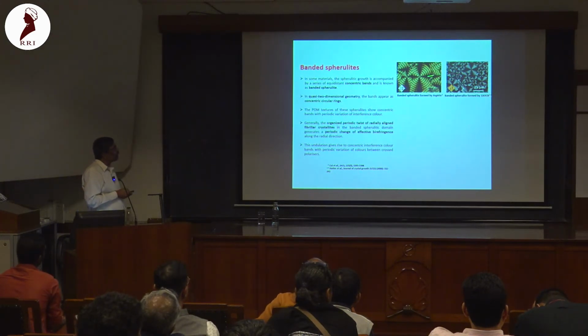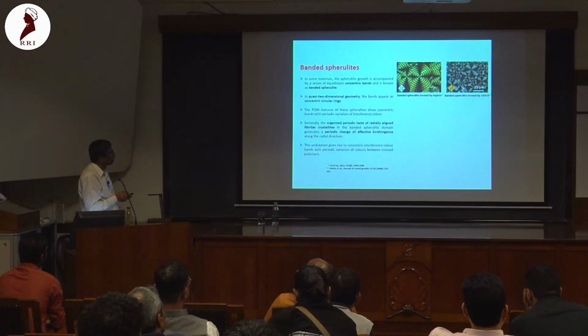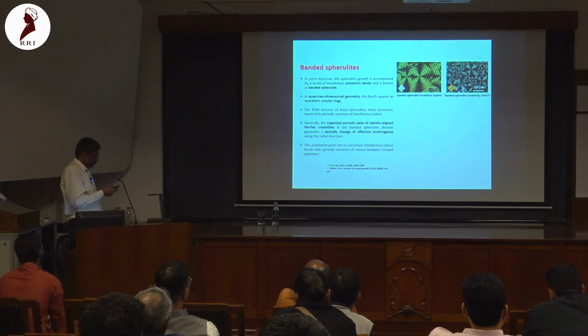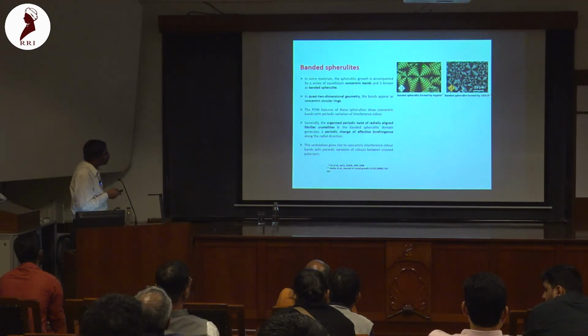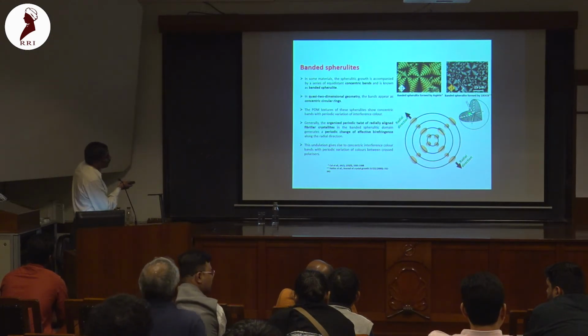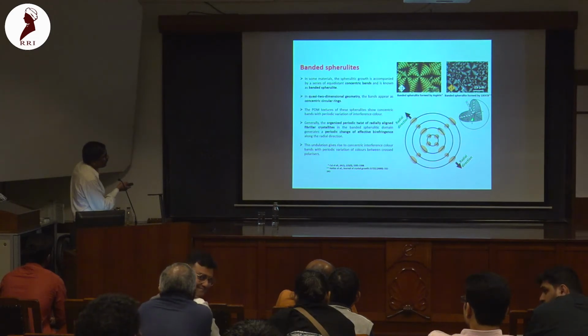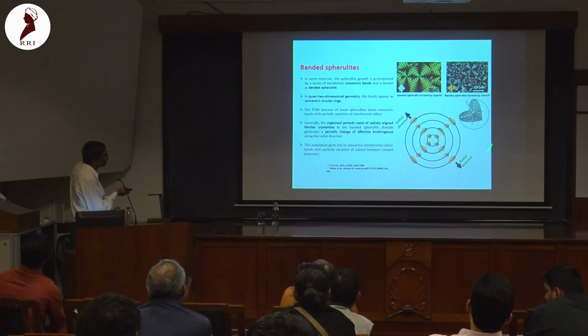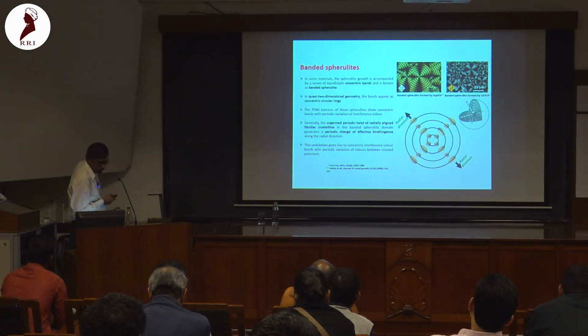Many kinds of polymers also show this banded texture, and it is proposed, and accepted also, that when these fibrillar crystallites grow this way, they tend to twist. So the fibrillar crystallization has a twist as they grow, and that twist gives rise to changes in the birefringence along the radial direction, and those birefringence changes produce these bands. So here I have a low birefringence, then large birefringence, then low birefringence, like that. And when you see this structure between crossed polarizers, you will end up with these bands.